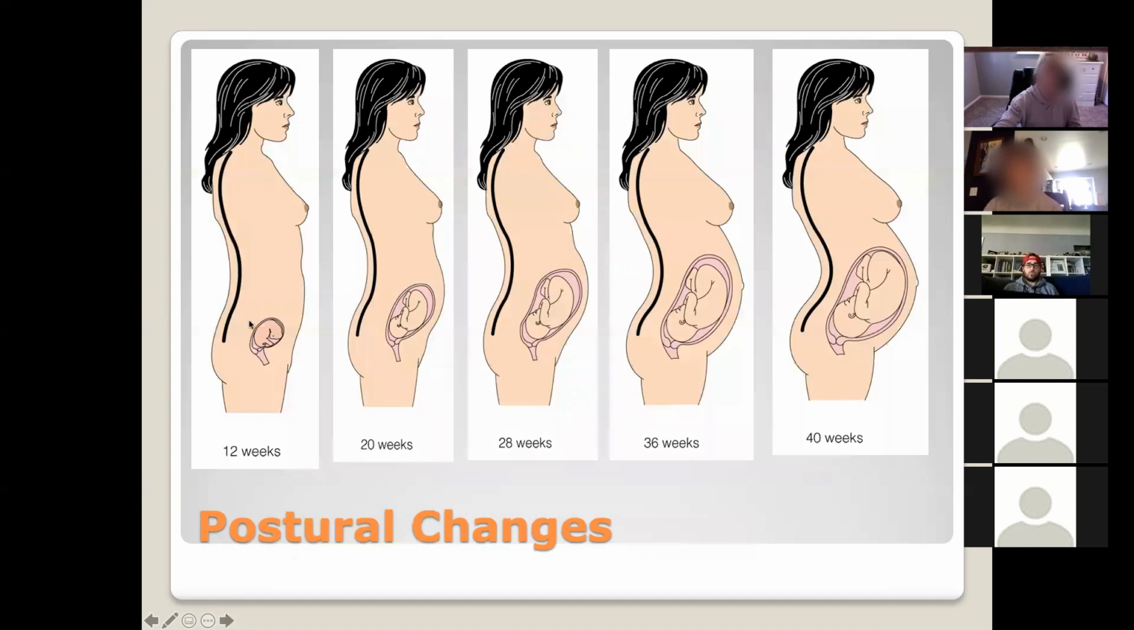And then these are just some good pictures of where early in the pregnancy, how the spinal curvature changes in the woman up to the 40 weeks. So we call this lordosis, this extra curvature of the spine that occurs to try and help compensate for that large abdomen with that fetus in there. Okay. This is why women have a lot of back pain in pregnancy.